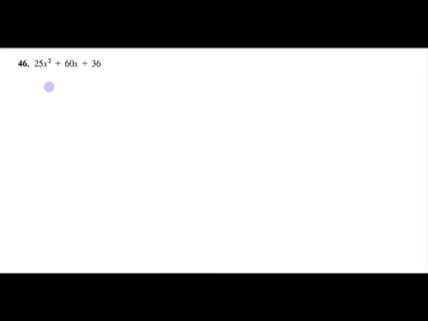Let's try factoring this. I know it's going to be some binomial squared. 25x squared factors as 5x times 5x, so I'm going to put a 5x there. And 36, the square root of 36 is 6. Of course, this is a plus, so this will be a plus. Now to check, let's multiply those together. 5x times 6 is 30x. Double it is 60x. So I definitely have this factored correctly.